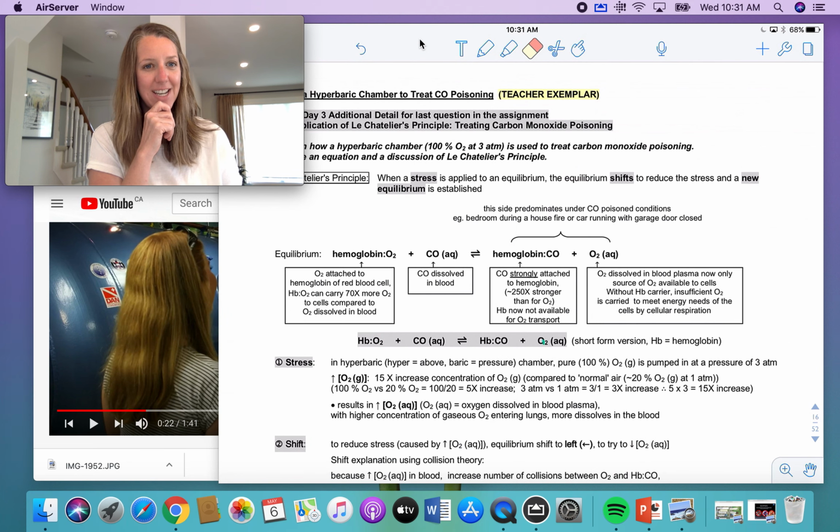Okay, and what they're going to do is just explain how does that work then. So in a pressurized system, how can you shift the equilibrium in your body so that the carbon monoxide will stick less to the hemoglobin, and then your hemoglobin can continue to carry more oxygen as you go.